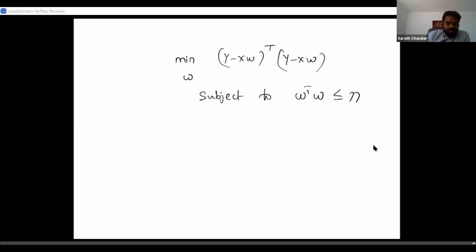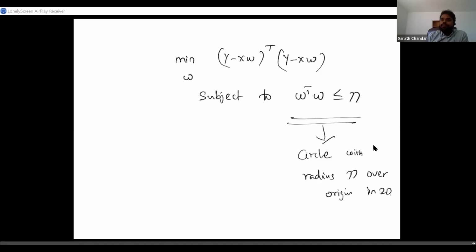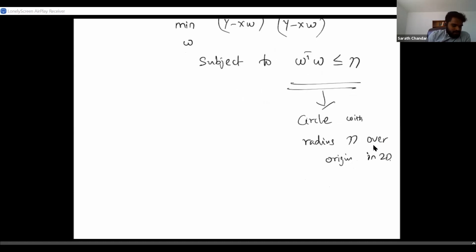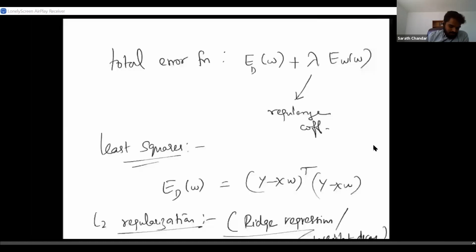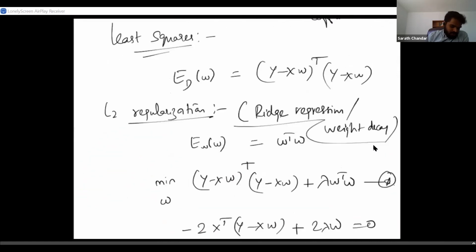Okay, so now what does this mean? This means that you want the W square to be less than or equal to eta. So this is basically the equation of a circle in 2D with radius eta over the origin, right, and you can extend it to ND. Now we can easily show that this eta is inversely proportional to the lambda parameter that we have in the ridge regression.